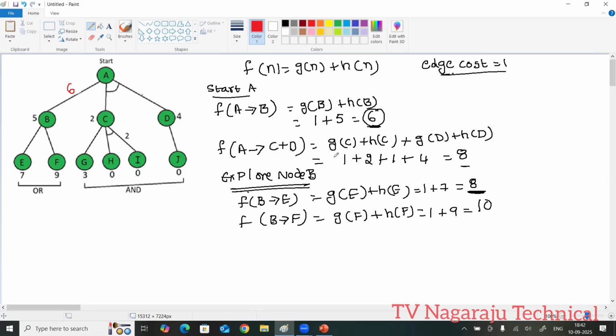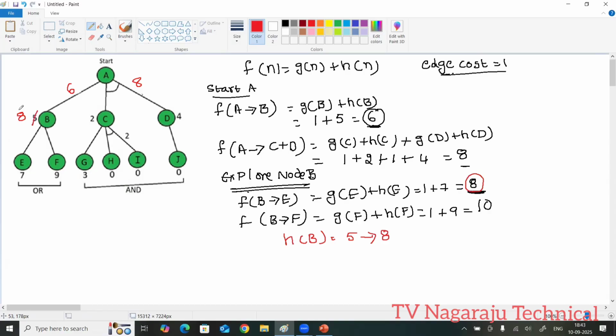And A to C plus D. What is the value you are getting? Now coming to B, the value is 5. So you need to update. So H of B value is updated from 5 to 8. You got the point? After calculation of estimated cost, if there is a modification, you need to update. Here this is 5 and this is 8. So update from 5 to 8. So simply strike this one and this is updated to 8.